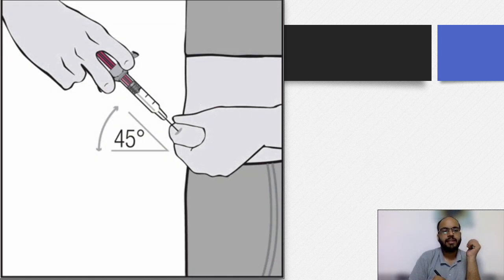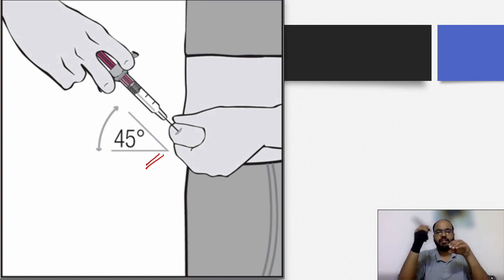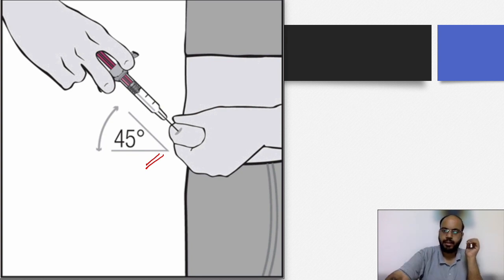The injection has to be given at 45 degrees. You just pick up the tissue or the area which you want to inject, insert at 45 degrees into the subcutaneous tissue, and inject it fully. Clear?